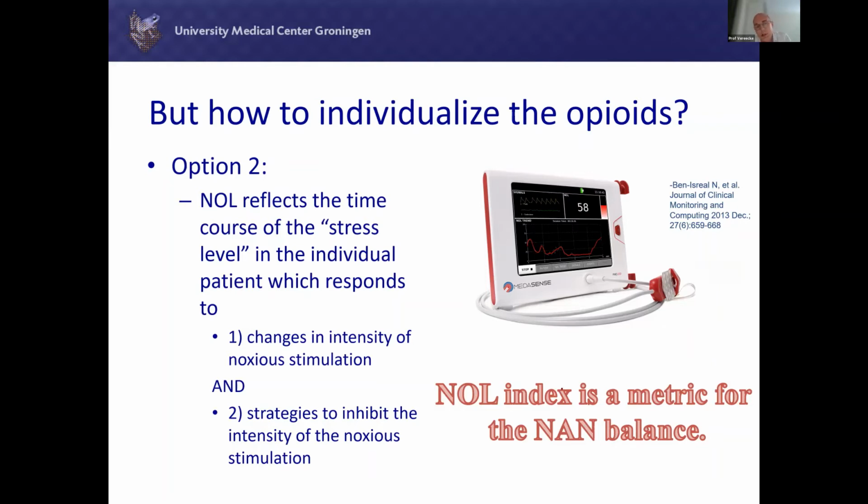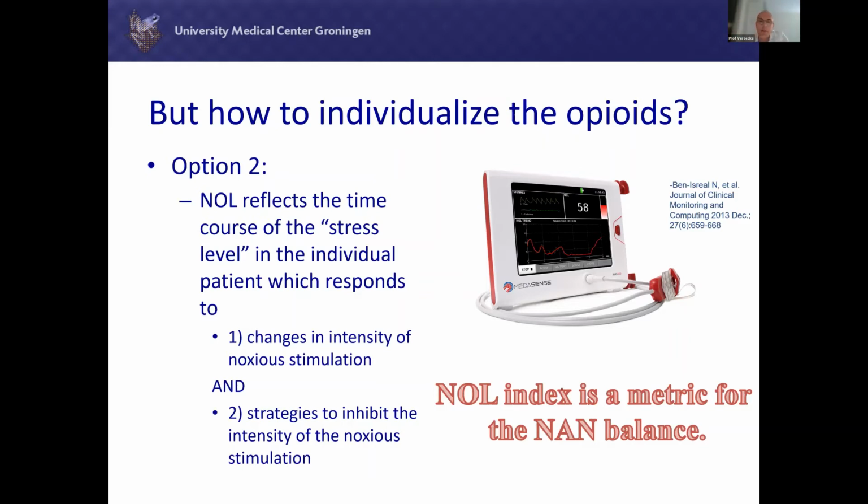And then let's have a look at what the NOL can do for us. Nociception level also reflects a time course of a changing stress level in the individual patient. It is based on many parameters, I'll talk about them in a second. But the majority of the parameters depend on a balance between the sympathetic and parasympathetic nervous system. But they are quite sensitive to two features.